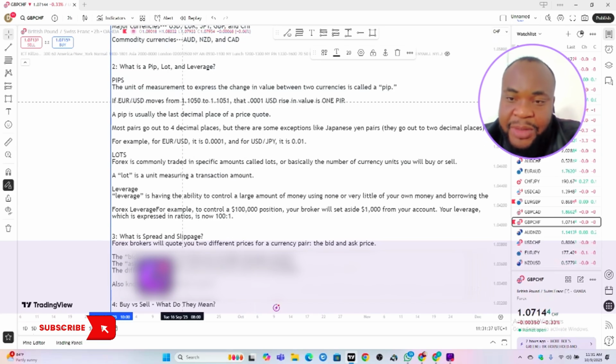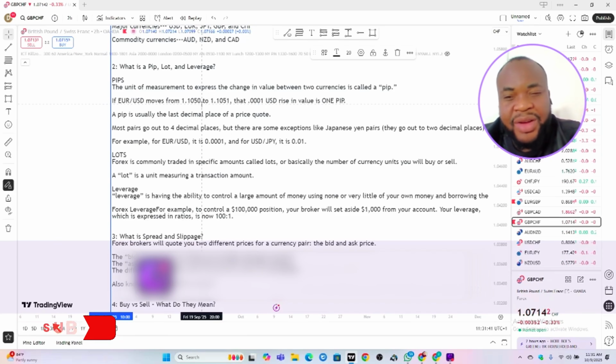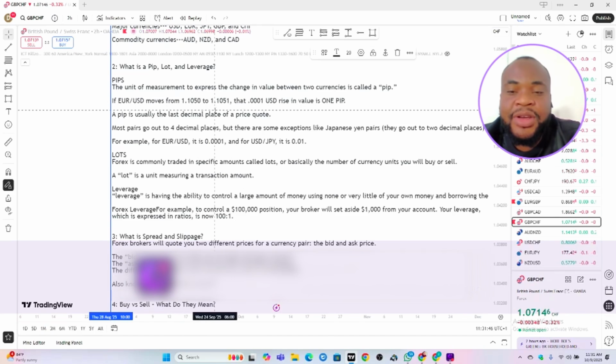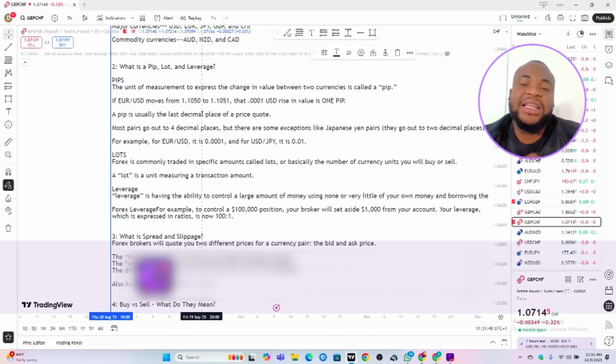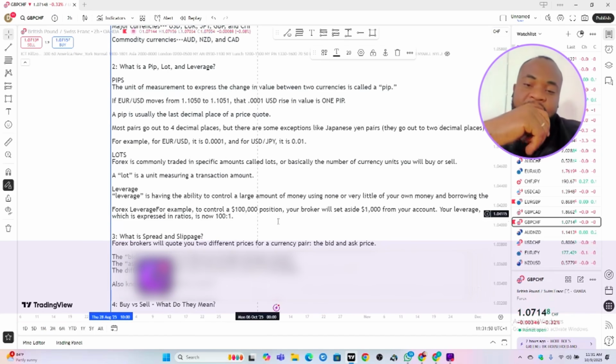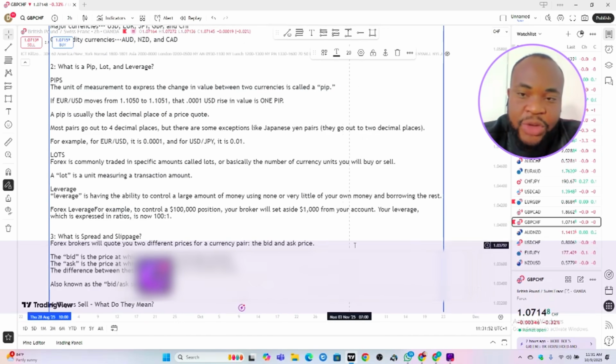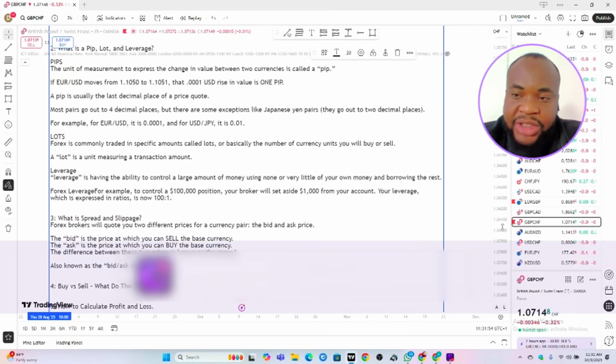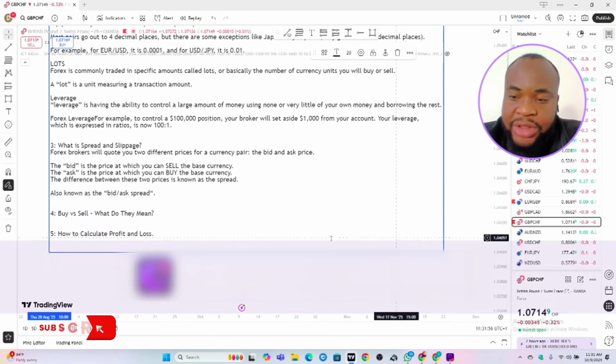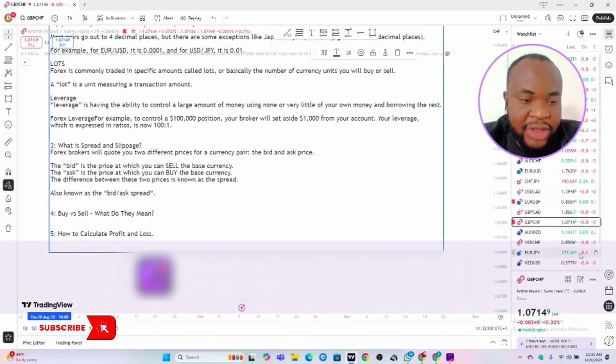And if this moves from 1.1050 to 1.1100, that means you are in 50 pips profit. That's if you buy. It's the same way also when you sell. So I'm sure with these explanations, you'll be able to understand how to calculate your profits and how to calculate your loss.